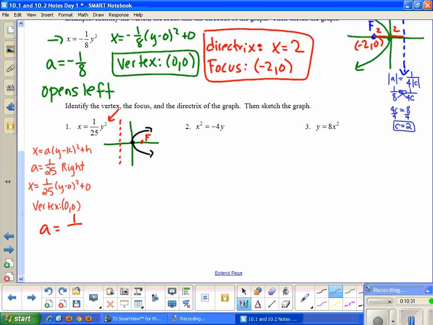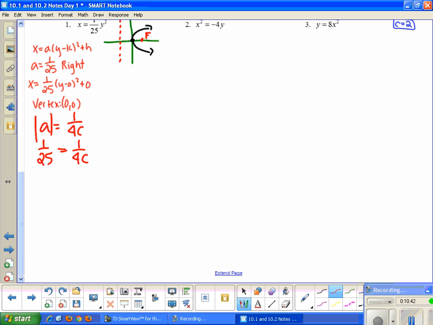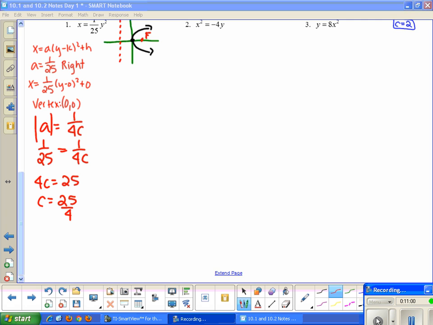The absolute value of A equals 1 over 4 times C. So in this case, A is 1 over 25 equals 1 over 4C. And then, of course, we're going to cross multiply. So 4C equals 25, because 4C times 1 is 4C, and 25 times 1 is 25. Divide that by 4, and C equals 25 over 4. So that's about 6.25, but we're going to leave it as a fraction.